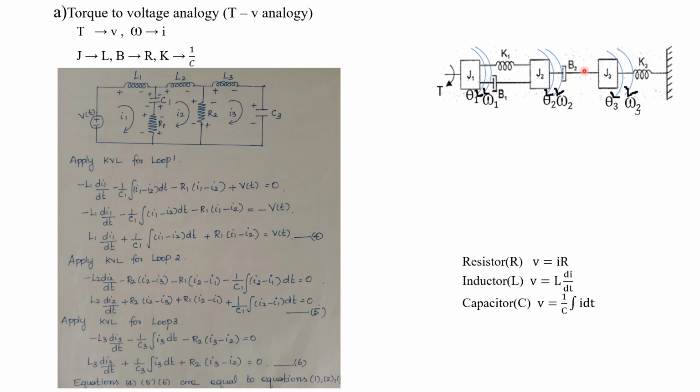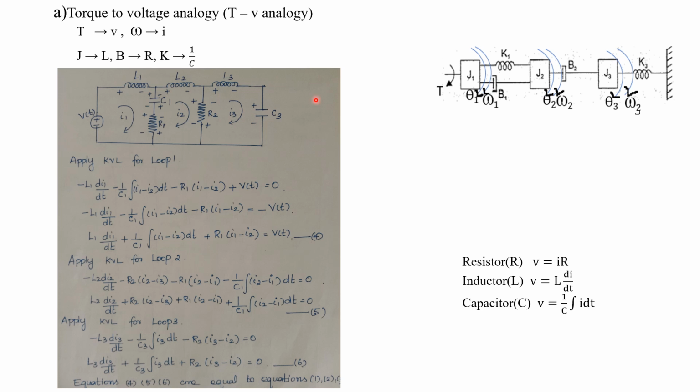Then B2. B2 is connected between J3 as well as J2. So it should be drawn between loop 3 as well as loop 2. B corresponds to R. So in here it is B2, so it will be R2. It should be drawn between loop 2 as well as loop 3. Already we have drawn this one, that is the resistor R2. No need to draw it again. So in this way we can complete all the components in this loop 3.